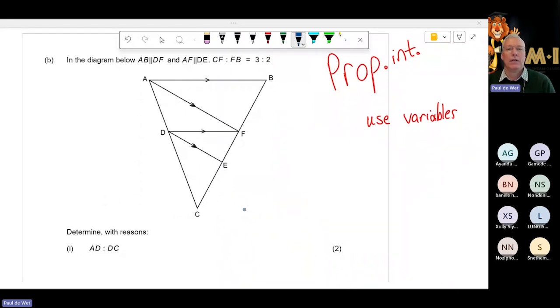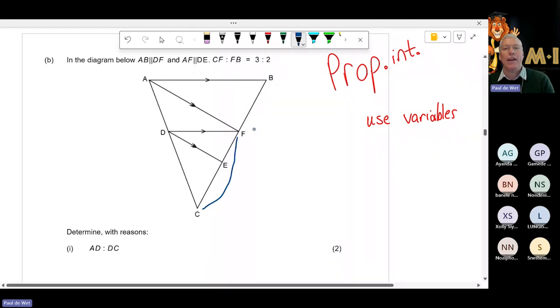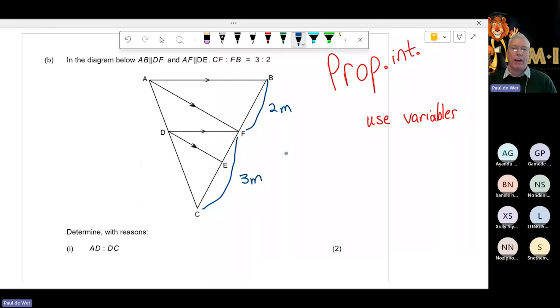AD over DC is equal to FB over FC. Okay, so just before you do that, if you don't mind, I'm going to write on here CF to FB is 3M as to 2M. Okay, what I'm showing there is the relationship, the ratio.